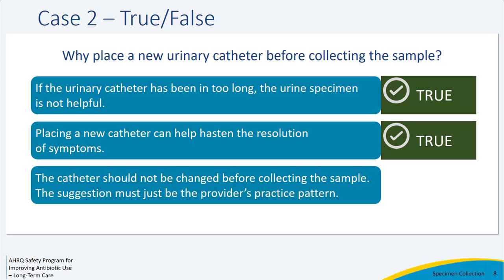3. The catheter should not be changed before collecting the sample. The suggestion must just be the provider's practice pattern. This is false. It is actually recommended to change the urinary catheter before collecting a urine sample if it has been in place for more than a week. This is because colonizing bacteria from the catheter can get into the sample and lead to inaccurate culture results. Collecting a urine sample from a new catheter is good practice.